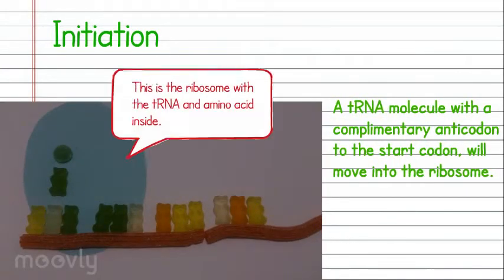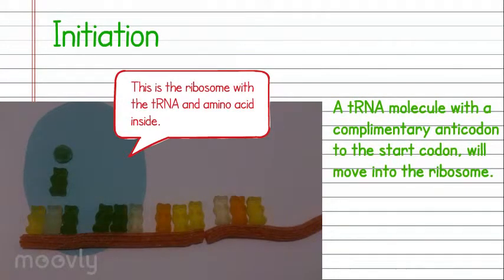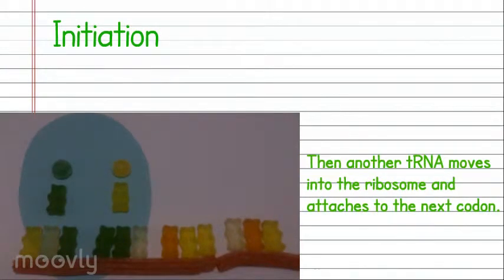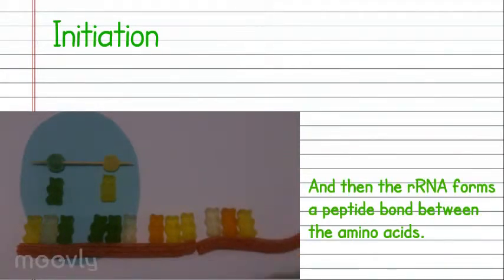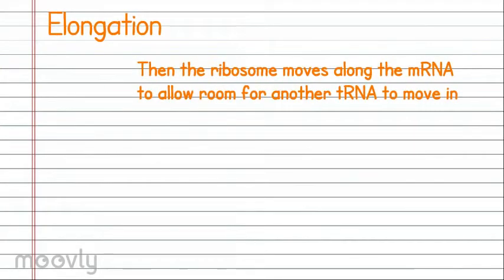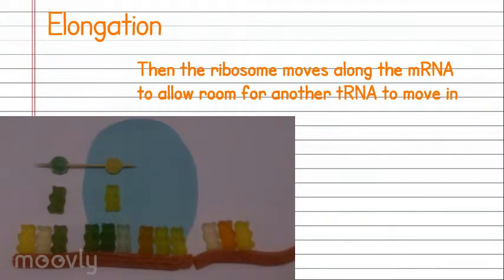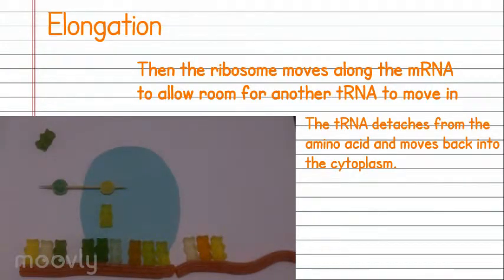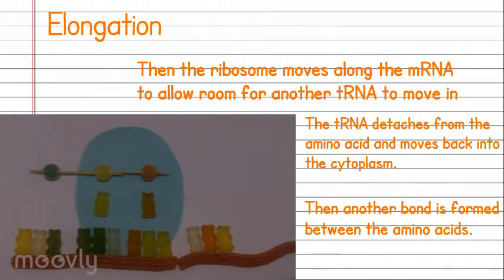A tRNA molecule with a complementary anticodon to the start codon will move into the ribosome. Then another tRNA moves into the ribosome and attaches to the next codon. And then the rRNA forms a peptide bond between the amino acids. Then the ribosomes move along the mRNA to allow room for another tRNA to move in. The tRNA detaches from the amino acid and moves back into the cytoplasm. Then another bond is formed between the amino acids.